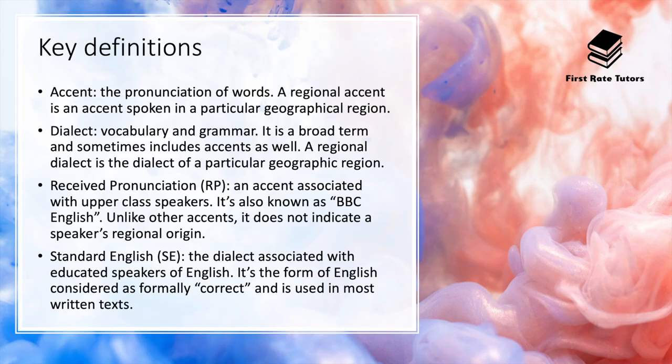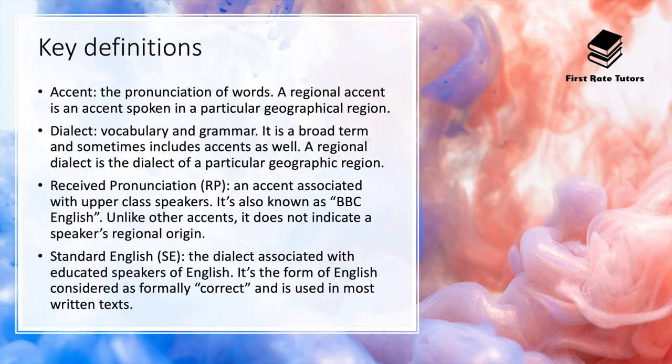Now, firstly, some key definitions. Accent refers to the pronunciation of words. A regional accent is an accent spoken in a particular geographical region. Dialect refers simply to vocabulary and grammar. It's a broad term and sometimes includes accents as well. A regional dialect is a dialect of a particular geographic region.